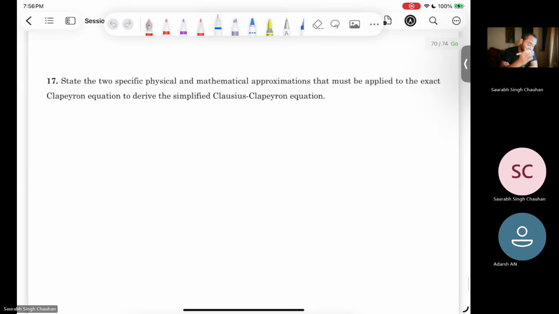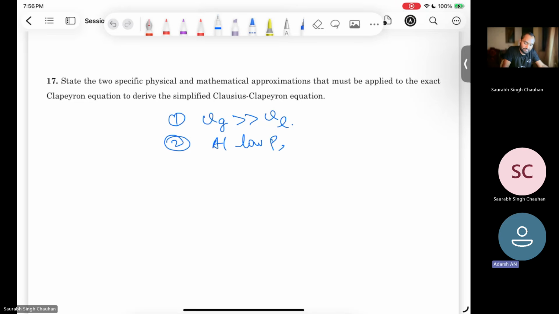Question number 17. It is saying, state two specific physical and mathematical approximations that must be applied to the exact Clapeyron equation to derive the simplified Clapeyron equation. So one was this one only: Vg has to be very, very greater than VL. Another one was that at low pressure, ideal gas approximation.